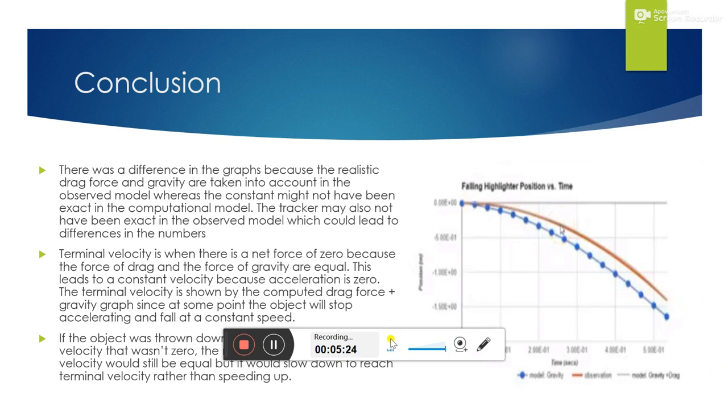And in order to answer the what-if question, even if the object was thrown down at some initial velocity that wasn't 0, the magnitudes of the velocity would still be equal, but it would just slow down to reach the terminal velocity rather than speeding up. So that would be the only difference. But overall, this graph really encompasses the concluding results of this experiment.